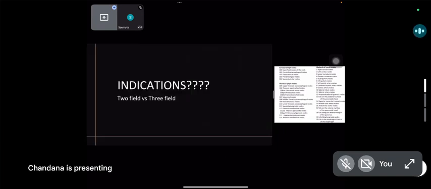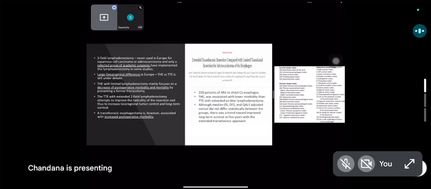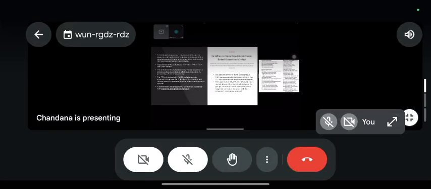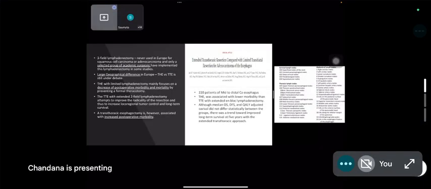So here comes an important thing, that is the indication for 2-field versus 3-field. 3-field lymphadenectomy was never used in Europe for squamous cell carcinoma or adenocarcinoma. Only in a selected group, for study purposes only, it was used.